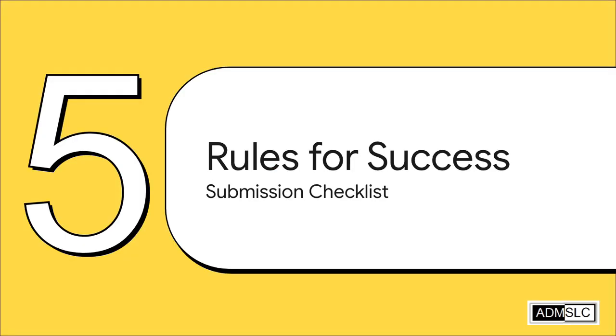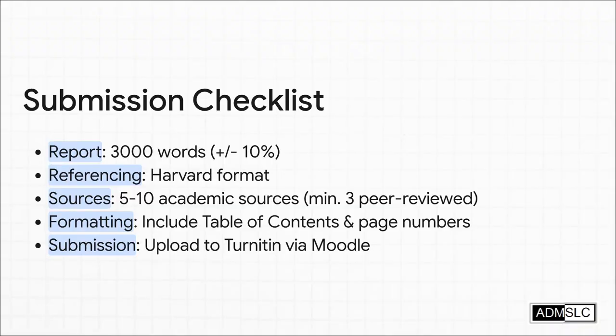And finally, let's quickly run through the rules for success. This is your final checklist. Getting this stuff right is an easy way to make sure your hard work is presented properly and you don't lose marks on simple technicalities. So pay really close attention here. Keep your eye on that 3,000 word count. Make sure your referencing is perfect Harvard style with at least 5 to 10 sources. And please, don't forget professional touches like a table of contents and page numbers. These are simple things, but they show you're taking it seriously.